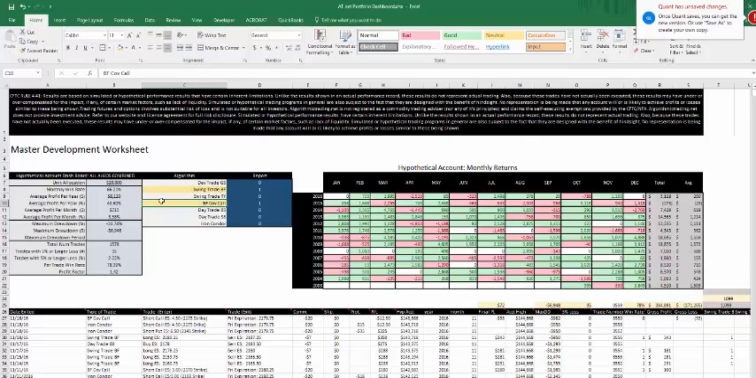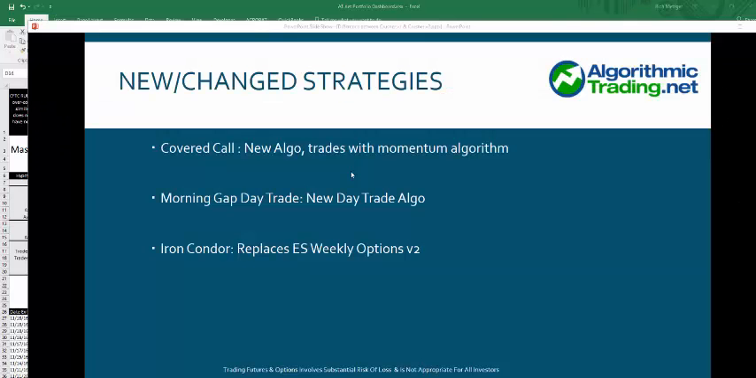And keep in mind, this is all back-tested hypothetical, so there are a lot of disclaimers that I talked about at the beginning of the video that pertain to this. But I just wanted to show you how the covered calls add to the overall suite of algorithms, and that's why we added it.